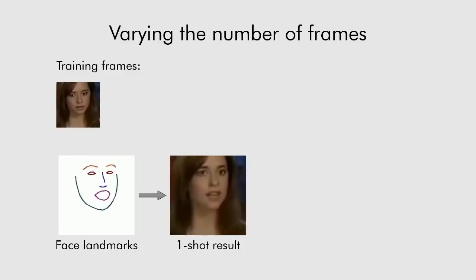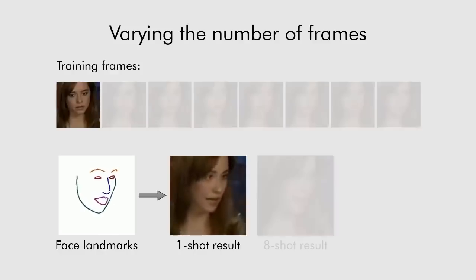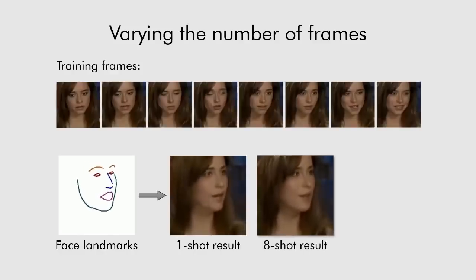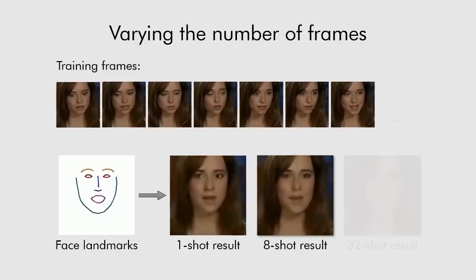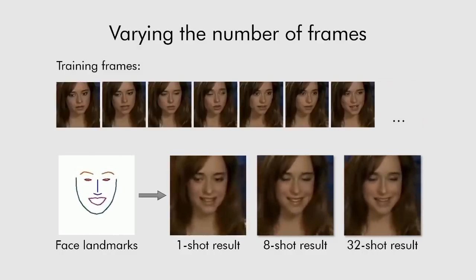Our system can learn from different numbers of frames. One-shot learning from a single frame is possible. Of course, increasing the number of frames leads to head models of higher realism and to better identity preservation.